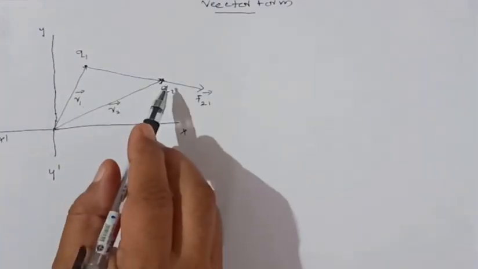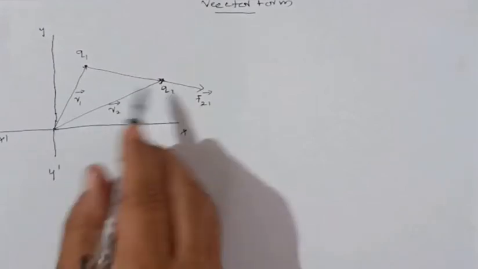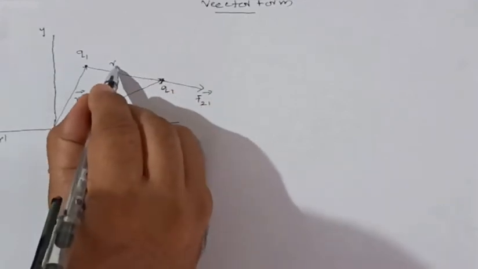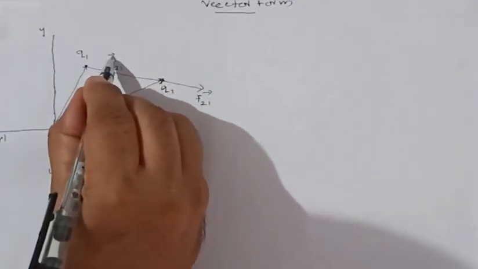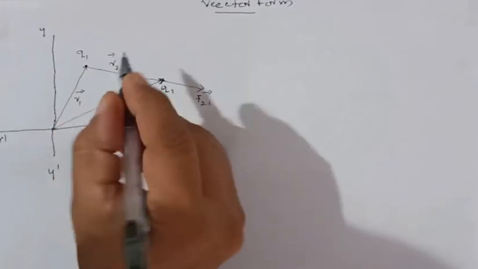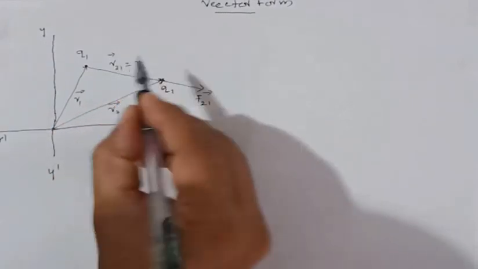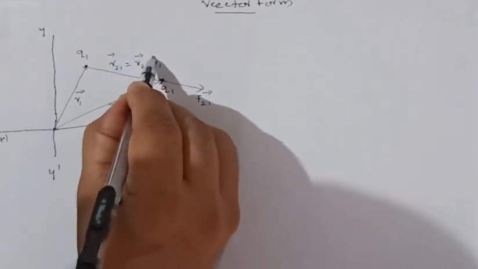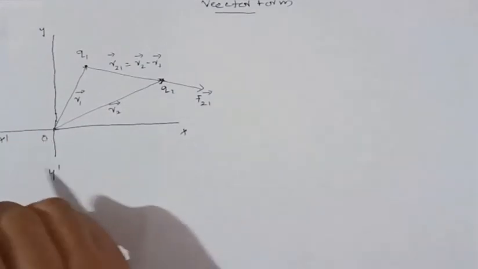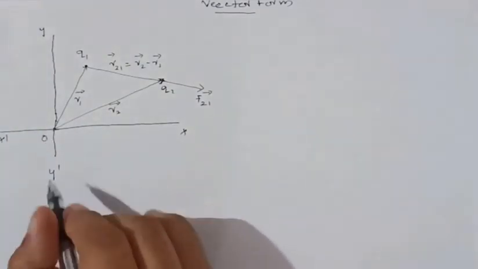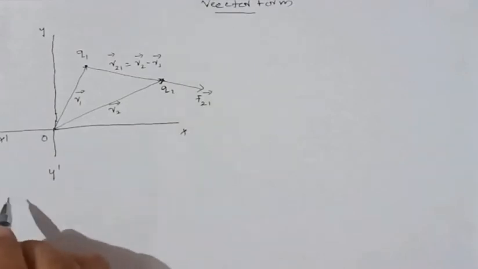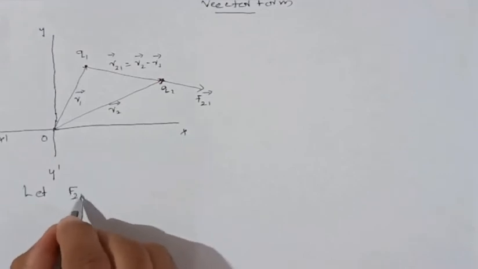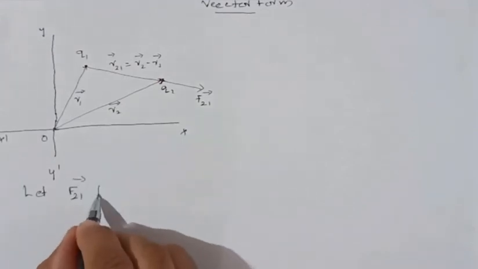Now, let's assume that the two charges are placed in air. So the separation vector between Q1 and Q2, you may write it as R21, which is in fact starting from Q1 and ending at Q2. So when you look at the position vectors, you can express R21 is equal to R2 minus R1. Vector R21 is equal to vector R2 minus vector R1.